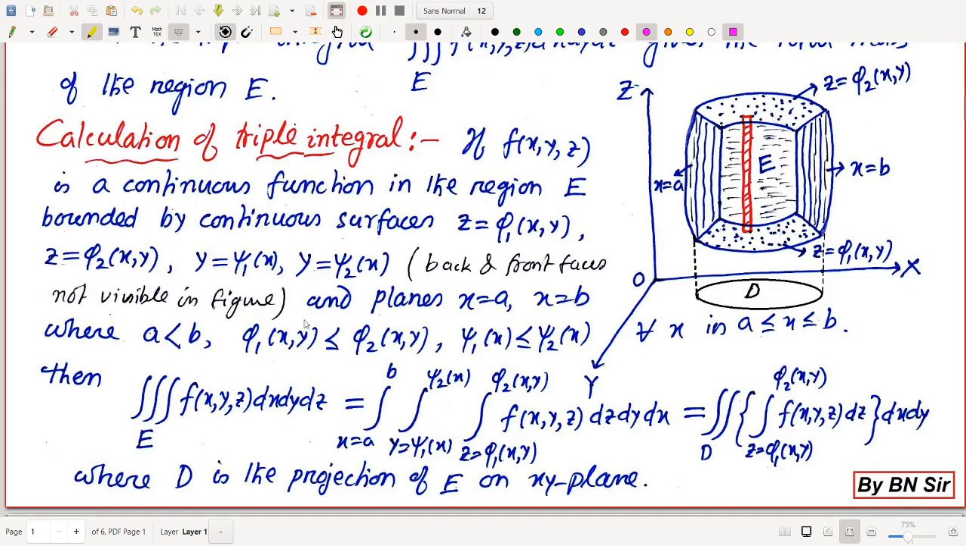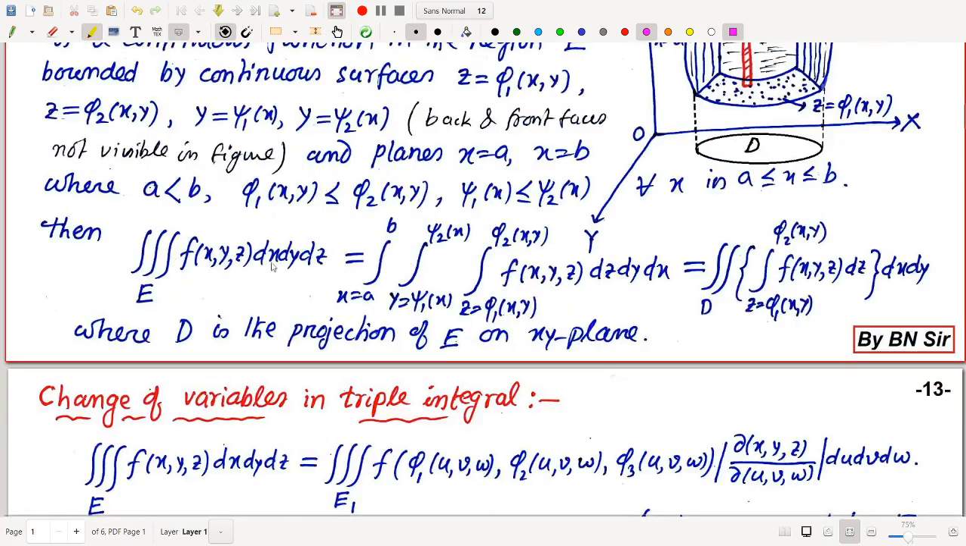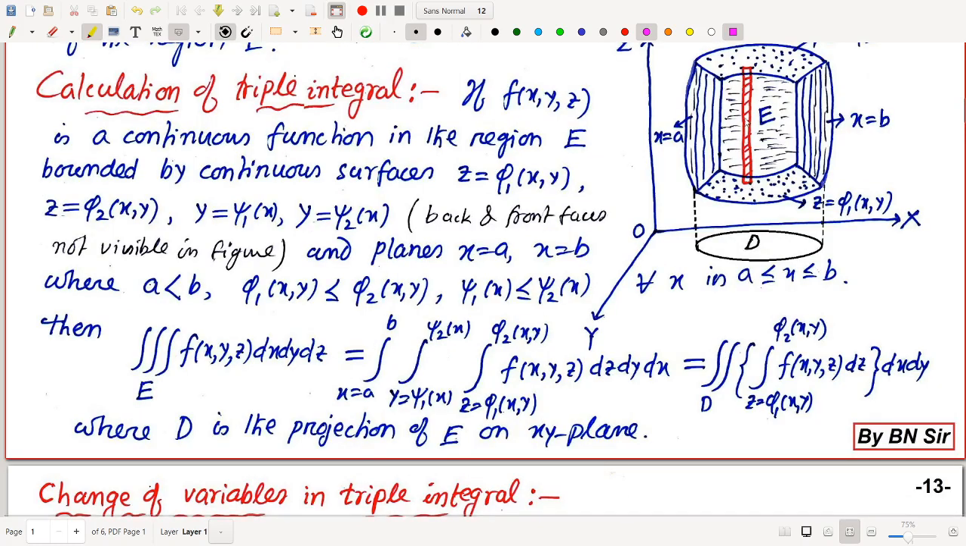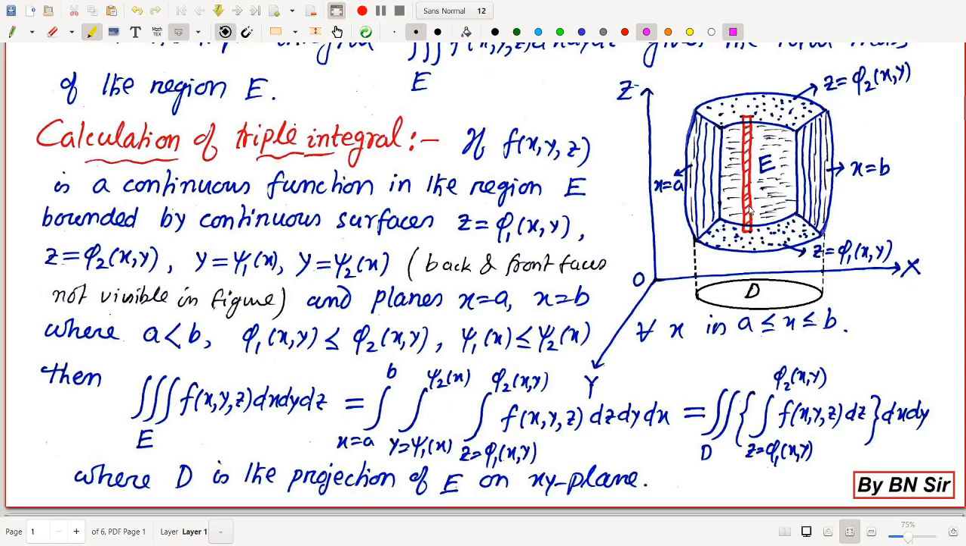Then y = ψ1(x), y = ψ2(x), ψ1(x) ≤ ψ2(x) means back surface, front surface, not visible here in the figure, back and front, and then left and right: x = a is a plane parallel to the yz plane, x = b is a plane parallel to the yz plane, left face, right face. So if the region is bounded by this type of surfaces, then we can calculate the triple integral like this, as a repeated integral. First we integrate with respect to z from φ1(x,y) to φ2(x,y) along the vertical strip. This is a vertical strip, z = φ1(x,y) to z = φ2(x,y), an arbitrary vertical thin strip.